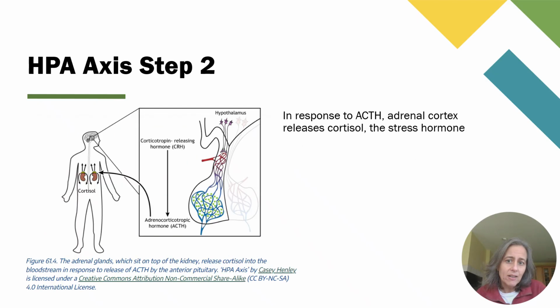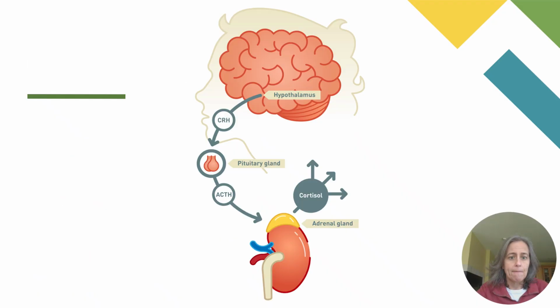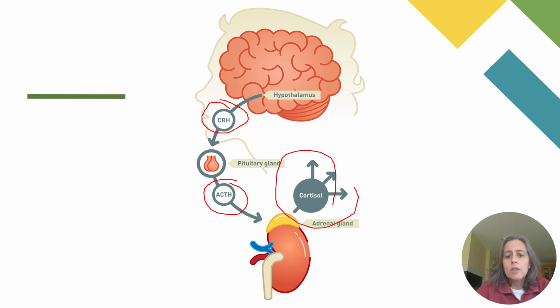When it gets there, it is going to stimulate the adrenal cortex, that outer part of the adrenal glands, to release cortisol, which is a hormone generally known as the stress hormone, that is going to induce a longer lasting stress response. This is just a little diagram of the same thing. So the hypothalamus is going to release corticotropin releasing hormone, which tells the pituitary gland to release ACTH, which tells the adrenal gland to make cortisol and release it into the bloodstream and send it to the entire body.